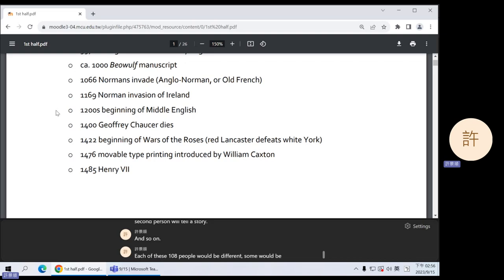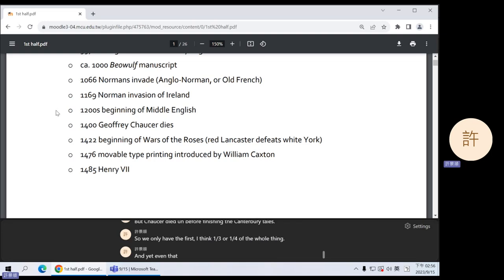Some would be high class, some would be low class, men, women, religious, very not religious, peaceful, or warriors, all kinds of people. And so the Canterbury Tales would give us a picture of the people of England at that time. That was the plan, but Chaucer died before finishing the Canterbury Tales. So we only have the first, I think, 1/3 or 1/4 of the whole thing.